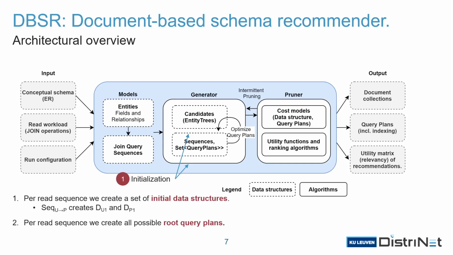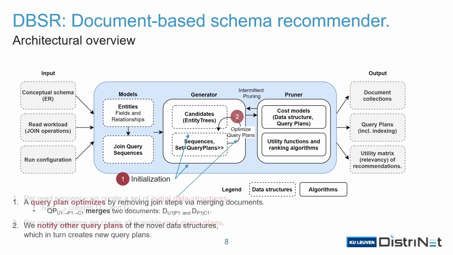After creating our initial data structures, we then look at each join query and at all the possible pathways by which we can answer it, and we formulate these as root query plans. So this is the initialization, and of course it is somewhat of a worst case scenario where joins are still quite slow.